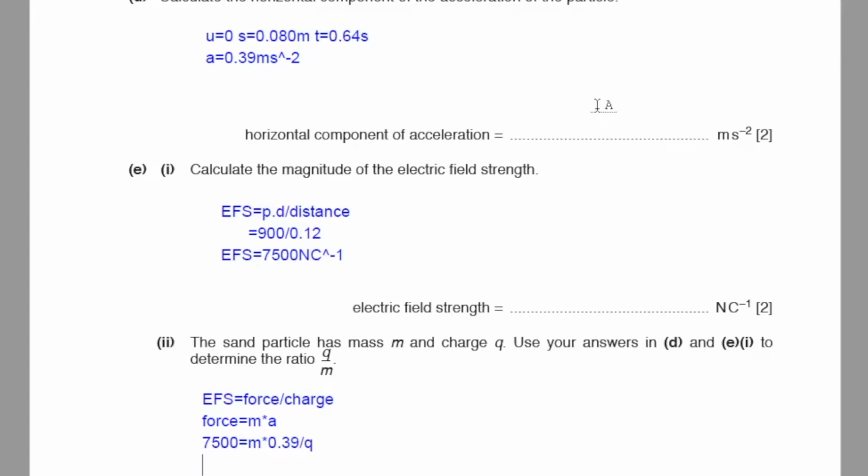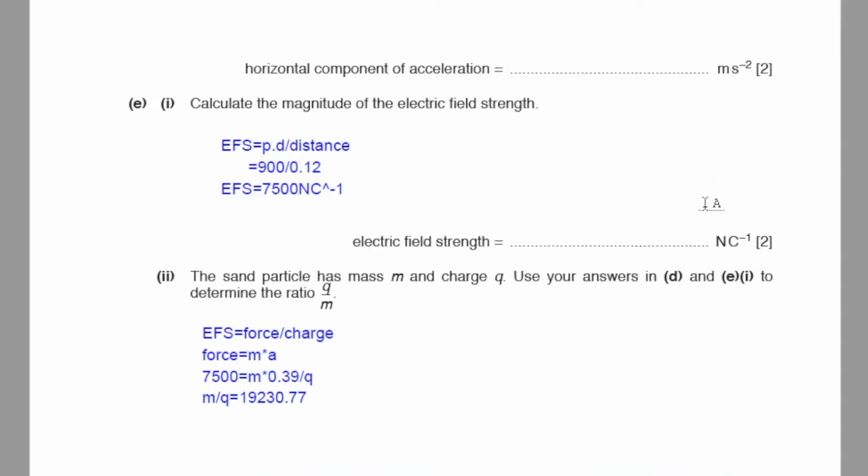Now you will get a ratio of mass divided by q as 19230.77. However, the question is asking us to find the ratio q by m, so we'll take the reciprocal of this value, 19230.77. So this gives us the ratio of q by m as 5.2 times 10 to the power negative 5.